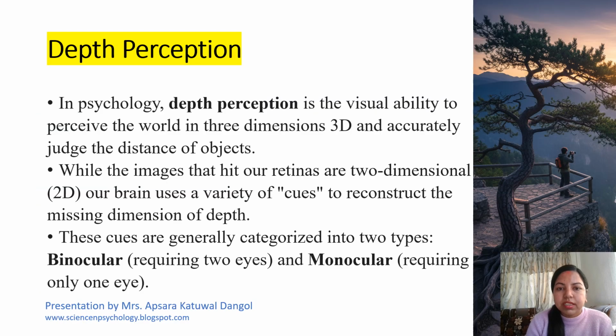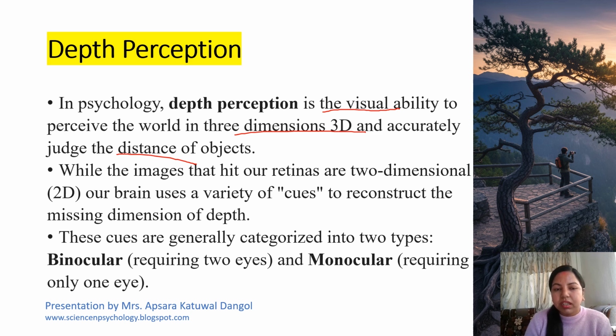Depth perception. In psychology, depth perception means it is our visual ability to perceive the world in three dimensions and accurately judge the distance of the object. Something can be near to us and something can be far from us. If somebody throws a stone towards us, what do we do? We block ourselves, right? Or we catch that stone, or we try to defend ourselves from it.